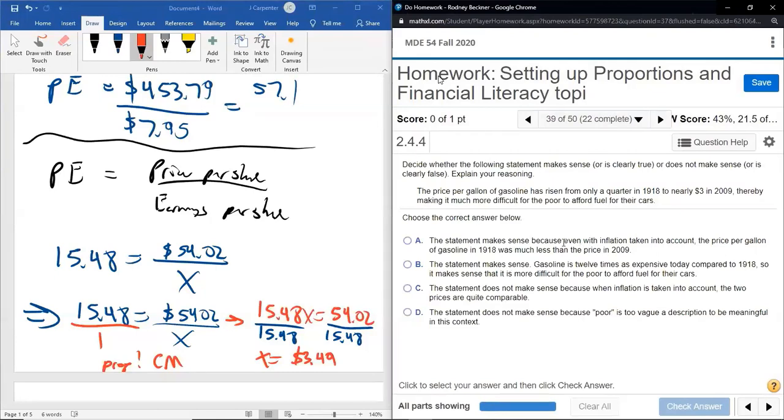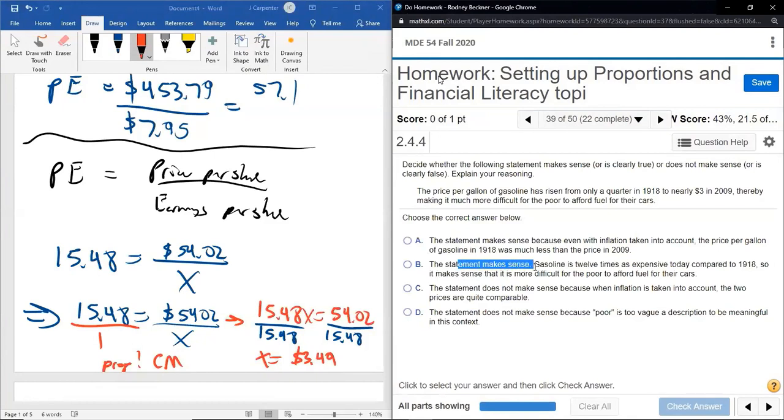The statement makes sense because even with inflation taken into account, the price per gallon of gasoline in 1918 was much less than the price in 2009. We have not done any CPI calculations yet, so that one might be tough to confirm whether that's true or not, but let's assume it's false for now, or that A is not the answer. And let's read the rest.